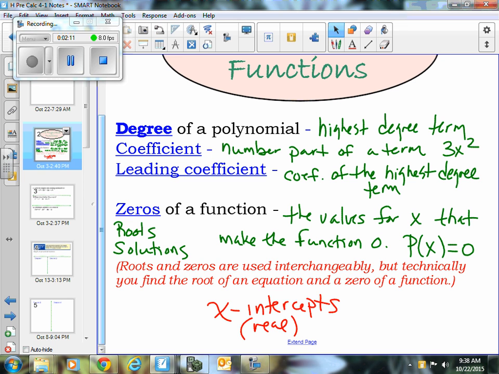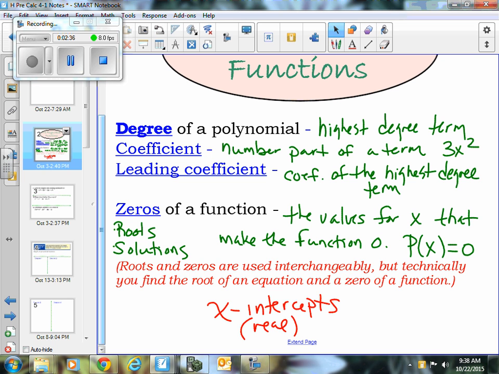If you have ordered pairs where the y value is 0, all those points are on the x-axis. So another thing that people will think about is they'll say x-intercepts. That's where your real solutions are. So they'll be the places where it crosses the x-axis. But these zeros, other words that people use for them, roots, solutions, they're not necessarily always real, right? Because you don't have to have graphs that necessarily cross the x-axis.